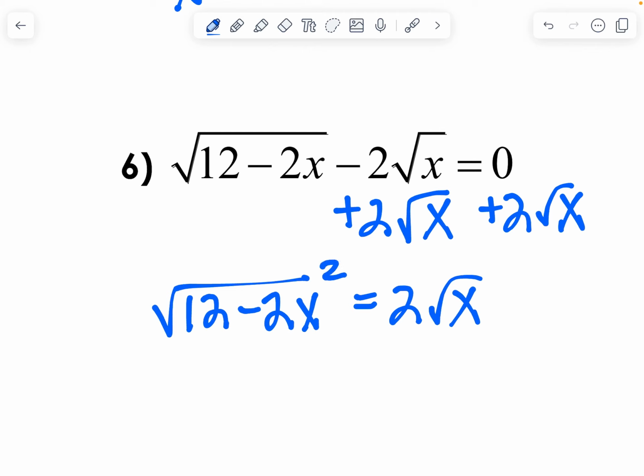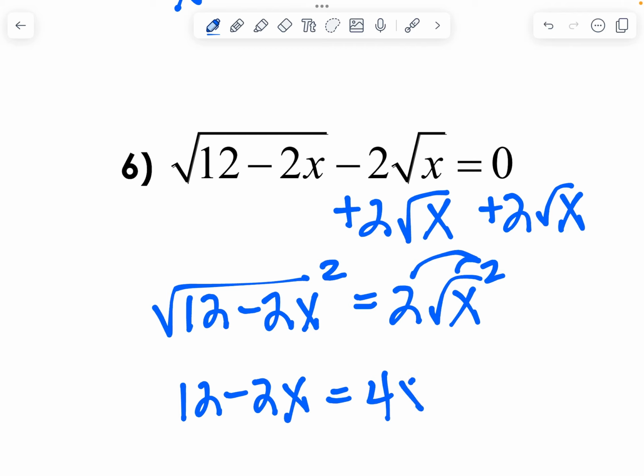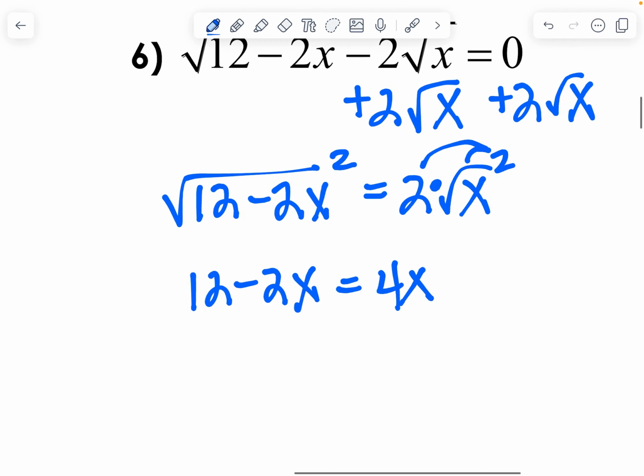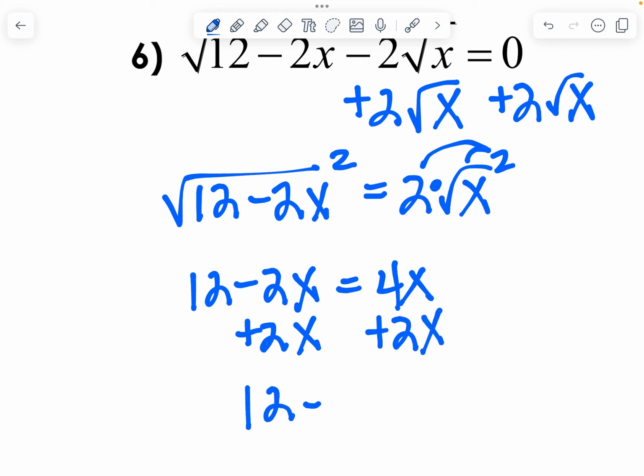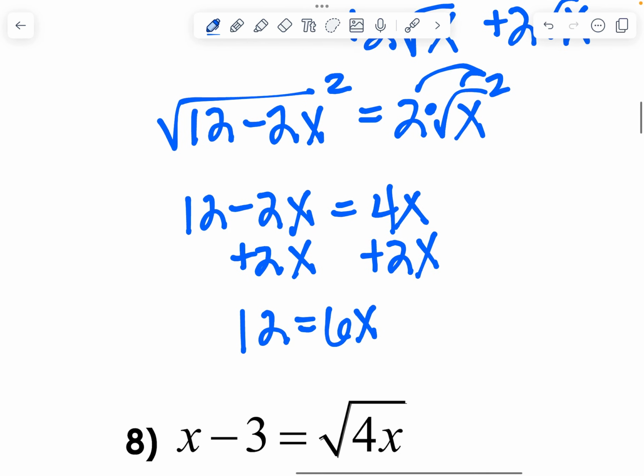Doing that allows us to square both sides, which will cancel our radicals, but also square this coefficient, so that'll be a 4 times x. 2 was being multiplied by the square root of x, so now our 4 will be multiplied still by x. To combine like terms, I'll add this 2x, and we'll have 12 equals 6x. If we divide by 6, we'll get x is 2.